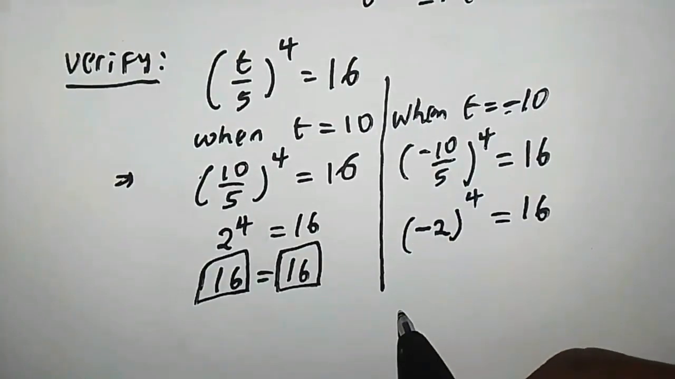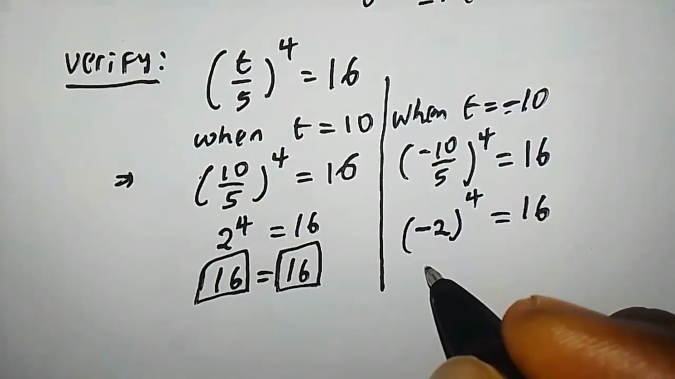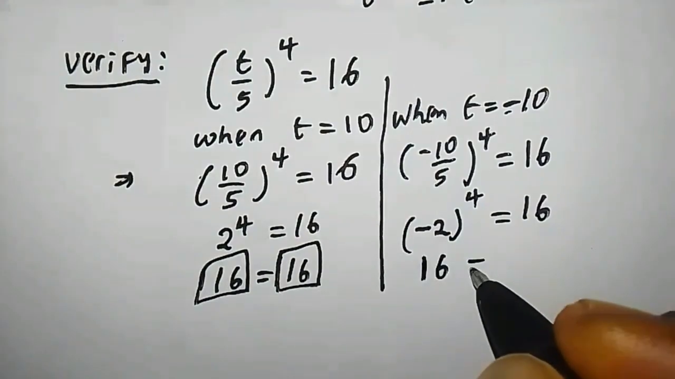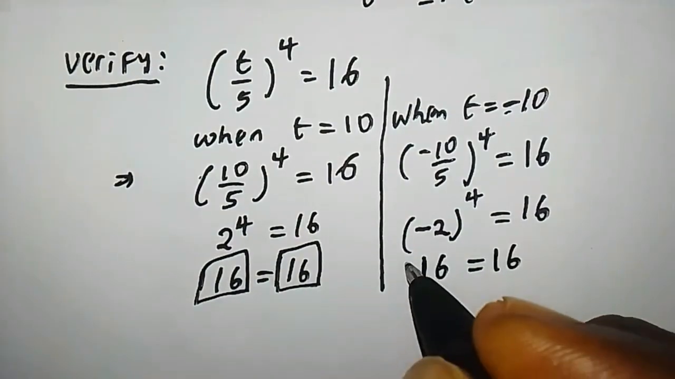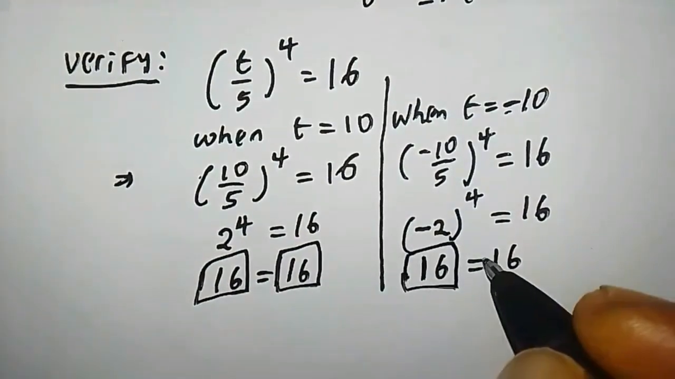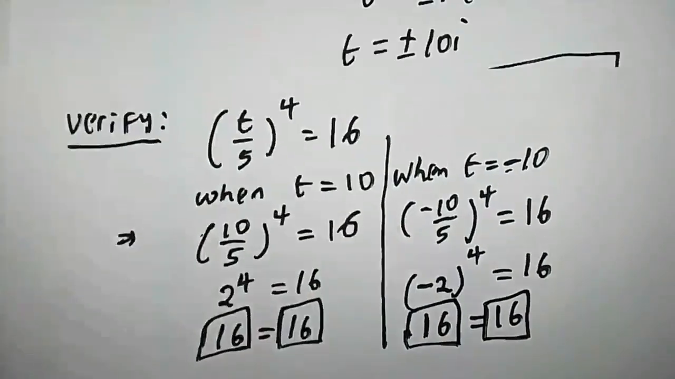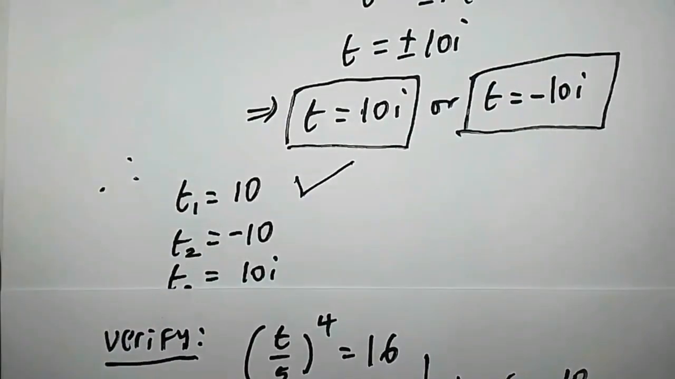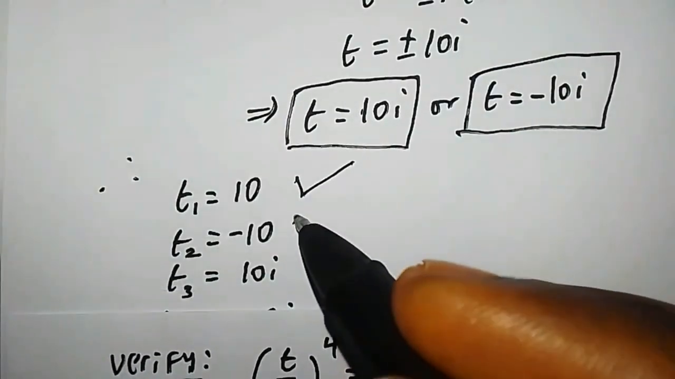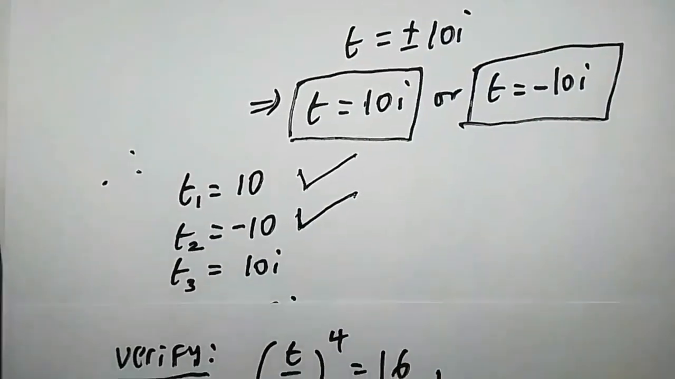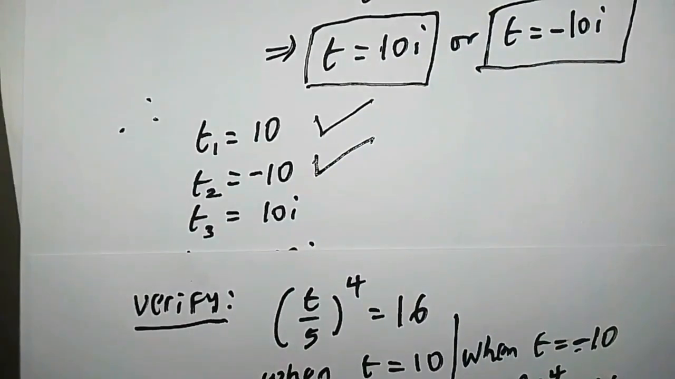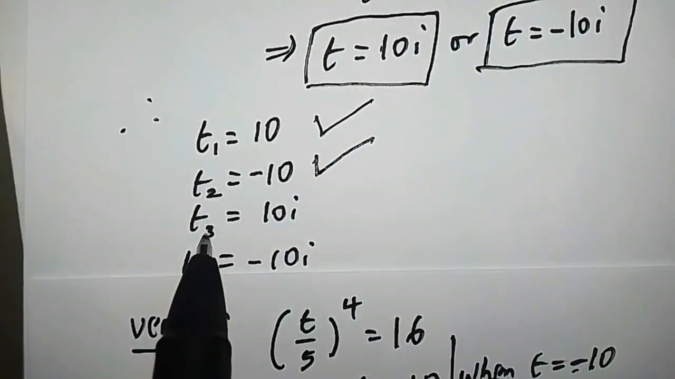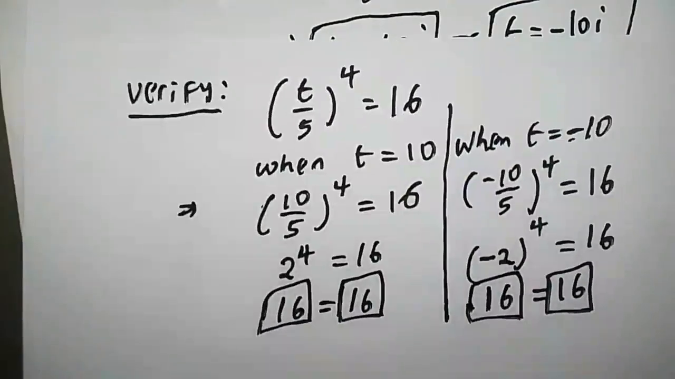Minus 2 to the power of 4, if you plug into your calculator, that is also 16 equal to 16. The left hand side is simply the same thing as the right hand side. That also means the second answer that we got here is correct. Now, let's verify the third answer. When t equal to 10i.